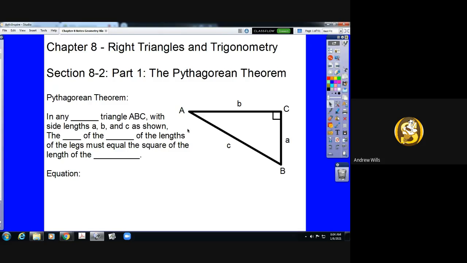This is a good section for us to do this week while we're still virtual learning, because you guys all have at least a passing familiarity with Pythagorean theorem from having taken Algebra 1 and from middle school.